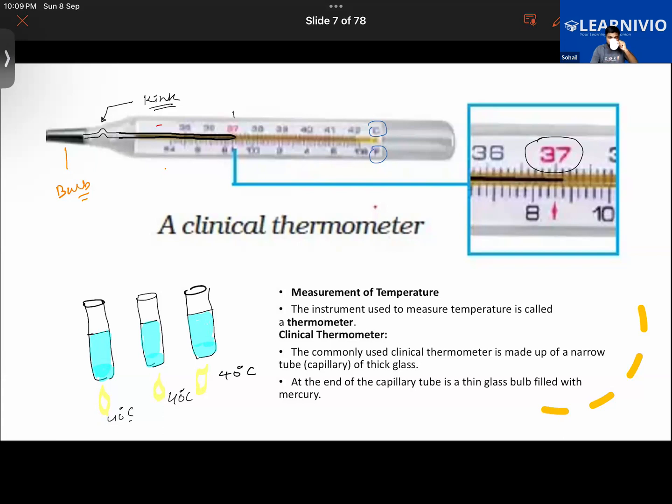Sir, the kink prevents the mercury level from falling on its own. So if you have taken a temperature and the kink was not there, the mercury can fall back on its own.